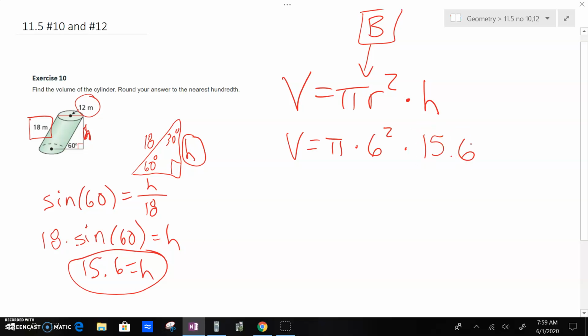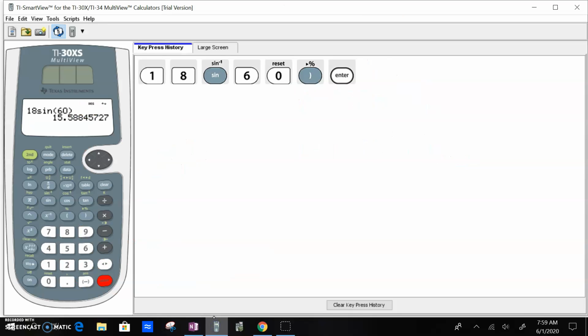So that's the height on this triangle, which is the height on the cylinder. And then I'm going to take that number that's in the calculator right now, and multiply it by pi, and then by 36, which is what 6 squared is. So 6 times 6 is 36. So I'm going to go that number times pi times 36, and hit enter, and I get 1763.01. And that is to the nearest hundredth.